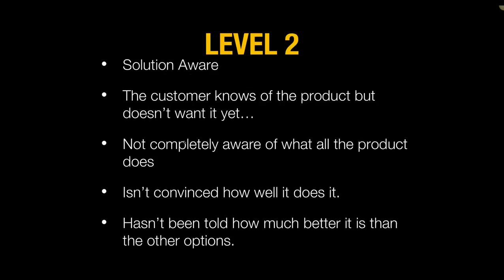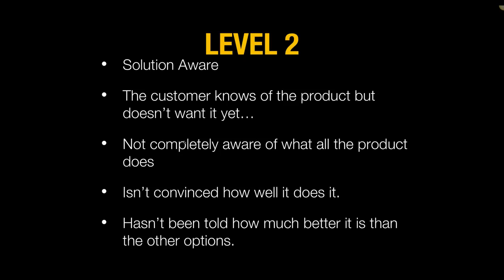Level 2. Level 2 is when your prospect is solution aware. They understand that there is a solution to their problem. They know of the product, but they don't want it yet. They're not completely aware of what the product does. They're not convinced on how well it does it, or they haven't been told how much better it is than the other options. There's a reason. They're sitting on the fence, or they are not buying for a specific reason. But if you answer that reason and answer that objection, then they will buy because they know there's a solution. That's level 2. Level 2 is also pretty easy.